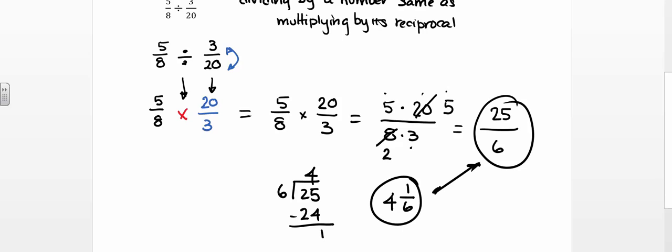Right? These two are the same. And since it just says divide, it didn't tell me what form to leave my answer in. Either one of these answers is acceptable.